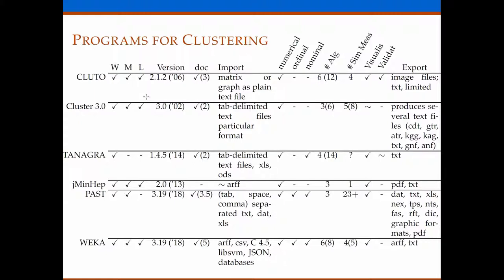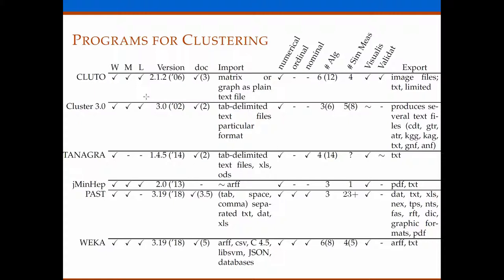What I also noticed is that not every program uses the same name for the same algorithm, so it's a bit tricky to find out which one is which. Also for the similarity measures, you sometimes have the correlation function, which is equal to the Pearson measure, so you have to dig into the documentation to see which measure is used.